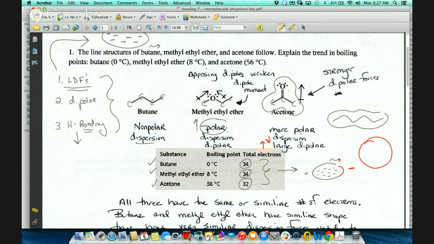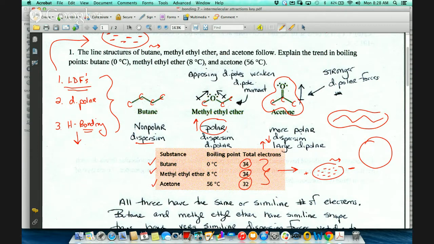So we would probably say that methyl ethyl ether has a greater boiling point, which means it takes more energy to separate them because the attractive forces are stronger. But you can't just say attractive forces are stronger. What you need to say is that methyl ethyl ether has an additional attractive force that butane doesn't. They both have London dispersion forces, but methyl ethyl ether also has polar or dipolar forces.